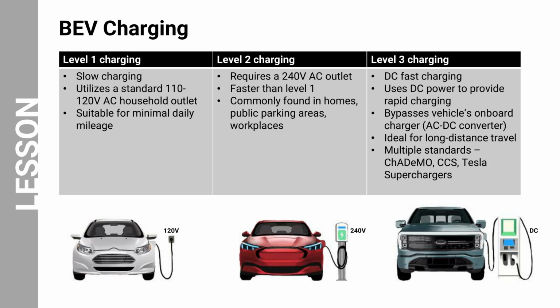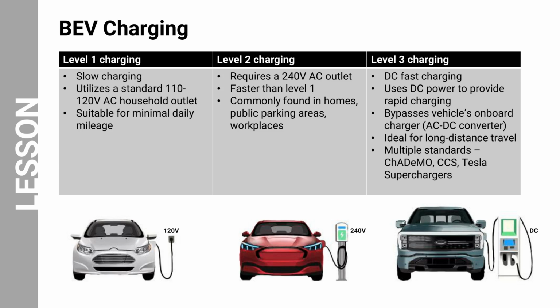Level 2 charging is a step up from Level 1, requiring a 220 to 240 volts AC outlet for operation and professional installation for at-home use. It offers faster charging compared to Level 1, making it a practical choice for BEV owners seeking quicker recharge times. This type of charging is commonly found in various locations, including homes, public parking areas, and workplaces. For instance, a BEV owner who needs to top up their vehicle's battery during a workday can conveniently access Level 2 charging stations installed in the workplace parking lot.